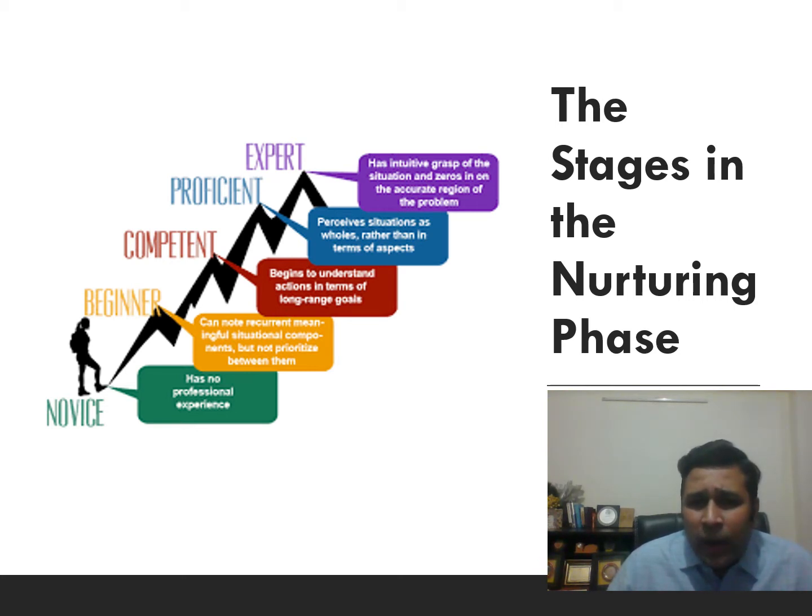Then comes the competence stage. A competent person is one who begins to understand actions in terms of long-term goals: how the particular actions are going to build the knowledge or skill set, or how that is going to make him a better professional. So when the person or the student or the pupil starts relating what he is performing to long-term goals, then he starts building a certain amount of competency and becomes a little competent in that regard.